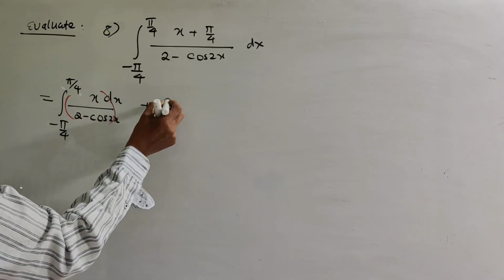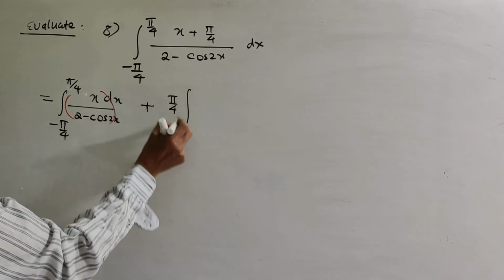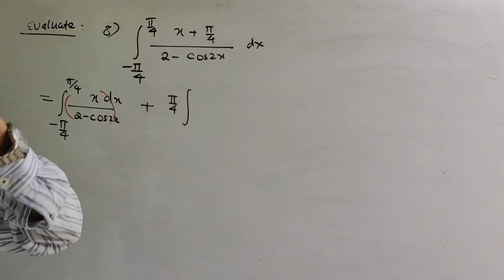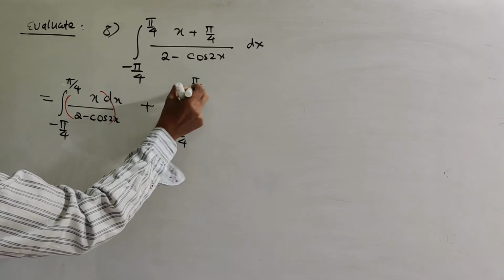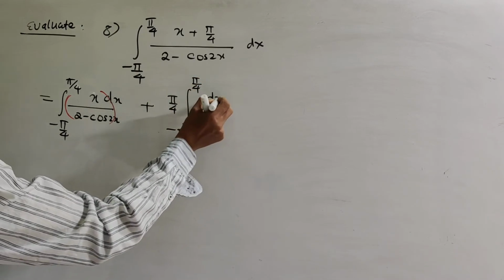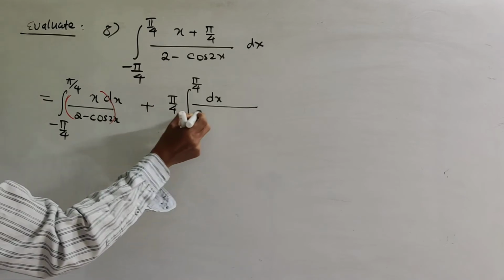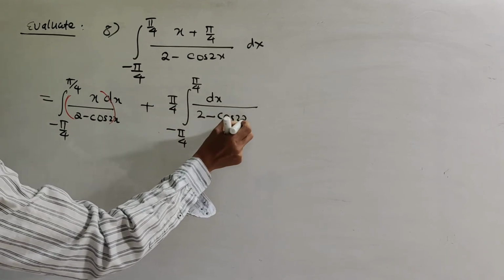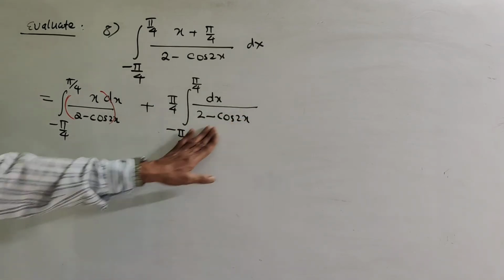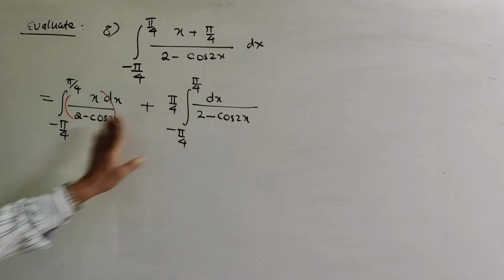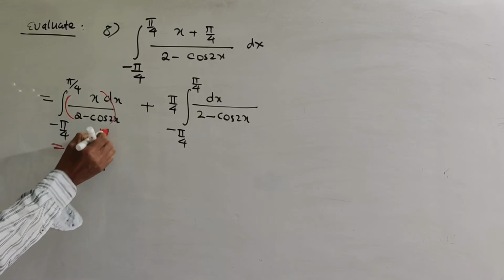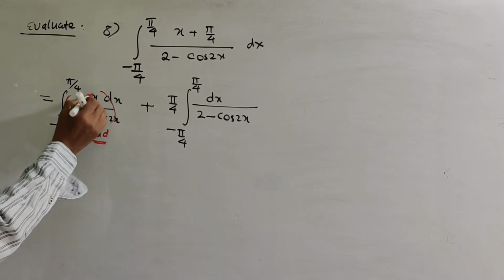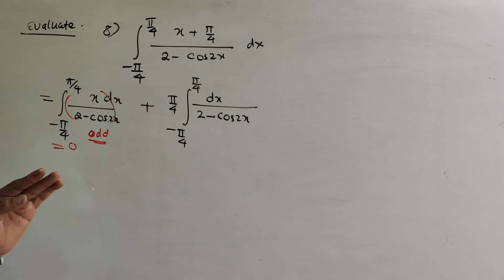Pi by 4 is independent of x. We write it outside the integral, minus pi by 4 to plus pi by 4, dx upon 2 minus cos 2x. Now it remains to solve this integral only, because the value of this integral will be 0. Why? Because odd function it is. So as it is odd function, x upon 2 minus cos 2x is odd function. So the value of this integral is 0.